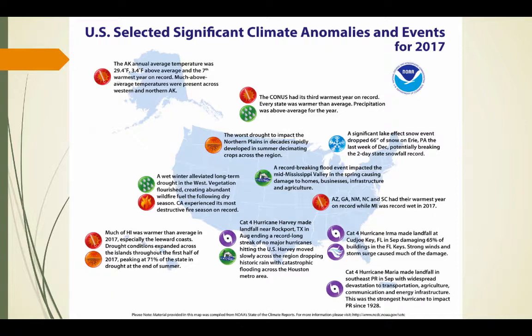Michigan was a record wet year. A record-breaking flood event impacted the mid-Mississippi Valley in the spring. We experienced some of those floods here in Minnesota as well. 66 inches of snow dropping in Erie, Pennsylvania, the last week of December. Droughts, fire, we keep hearing about wildfire in California. So these are real changes that are very quickly accumulating.